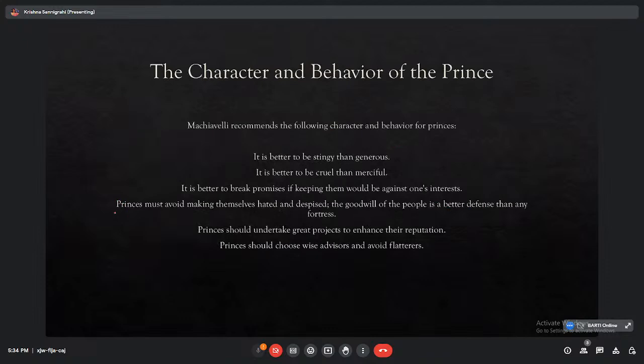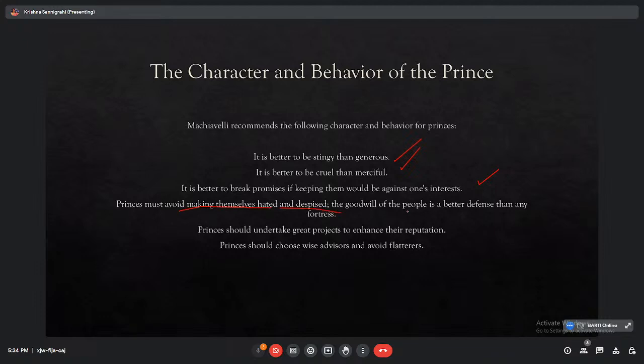Now comes the character and behavior of the prince. So Machiavelli recommends the following character and behavior for princes. It is better to be stingy than generous. It is better to be cruel than merciful. It is better to break promises if keeping them would be against one's interests. Princes must avoid making themselves hated and despised.